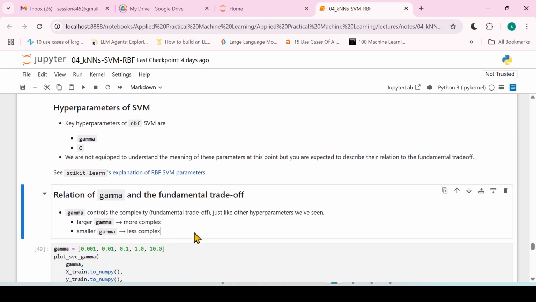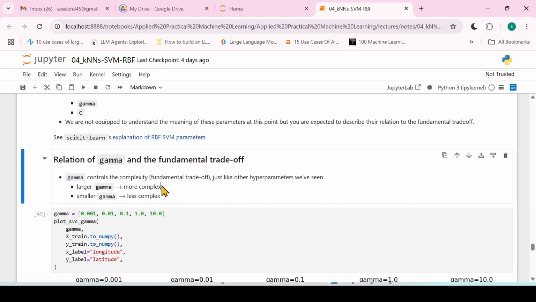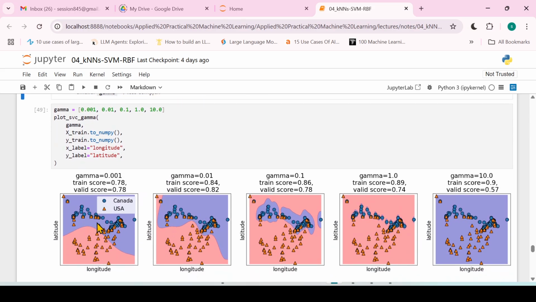So here is how gamma works. Gamma controls the complexity, just like a hyperparameter. A large gamma means a more complex model and a small gamma means a less complex model. Here we can check with different gamma values. With a gamma value of 0.001, we have a very shallow model, where the training score is 78%. With a gamma of 0.01, the training score is 84%. With a gamma of 0.1, the training score is 86%. As we can see, as gamma increases, the training score increases.